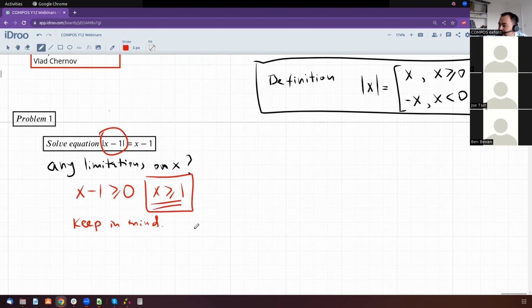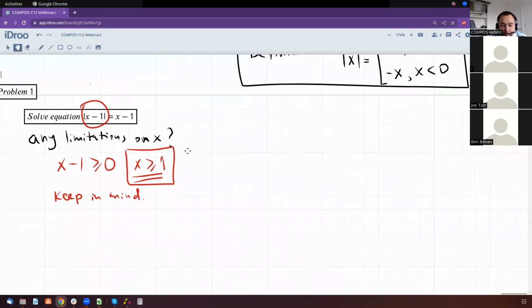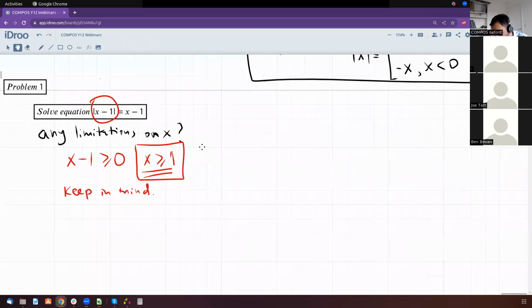All right. Is it clear for everyone why x has to be greater or equal to 1? Okay, anyone not clear? I'm happy to explain. Okay. All right. So we go along.